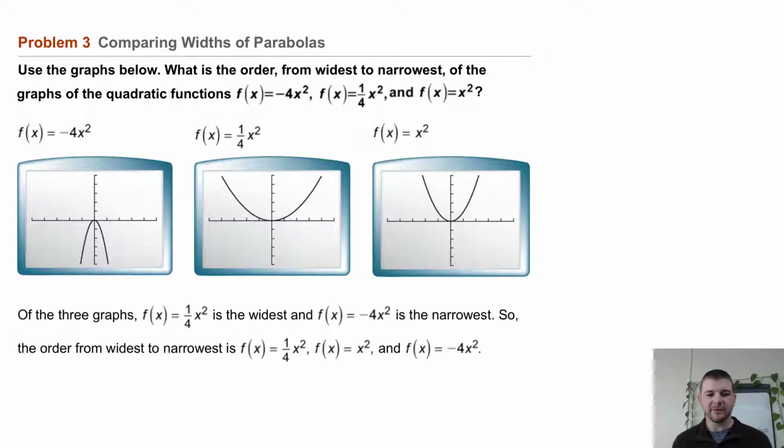Of the three graphs, f of x equals 1/4 x squared is the widest, and f of x equals negative 4x squared is the narrowest. So the order from widest to narrowest is f of x equals 1/4 x squared, f of x equals x squared, and f of x equals negative 4x squared.